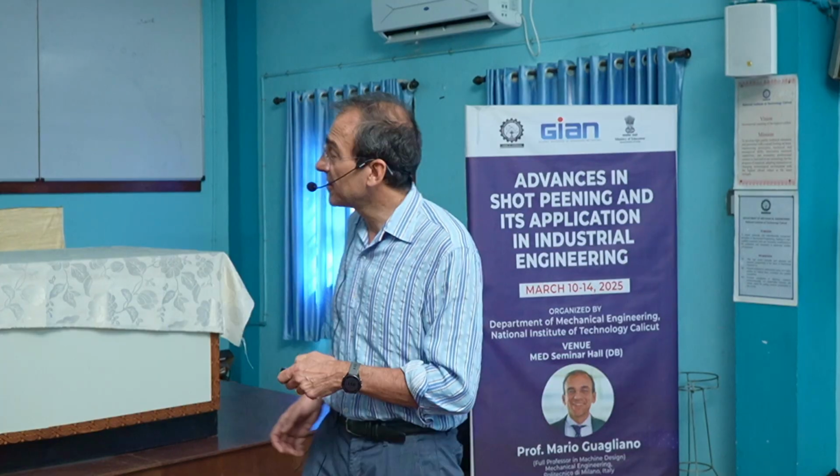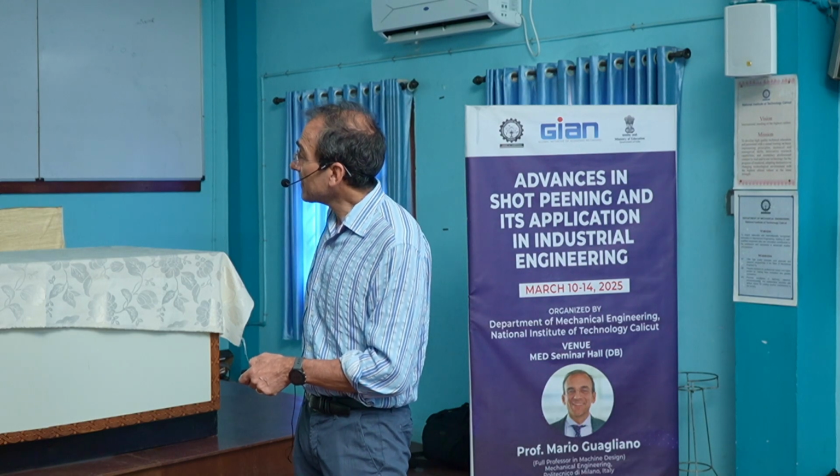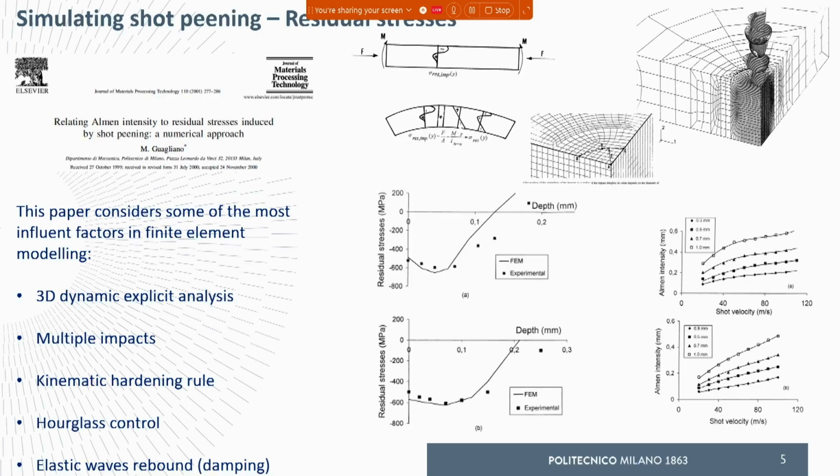And in this paper, many of the aspects that then were also used and developed in later years were represented. That is, the analysis was dynamic by using an explicit code. So it was 3D, three-dimensional, not axisymmetric, not simplified. Okay, and the code we used was Abaqus, and this is the one that I use, and the group is using still today. We are considering more than one impact.